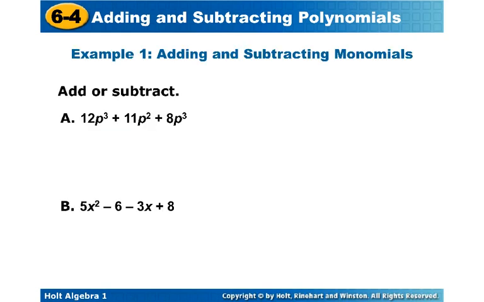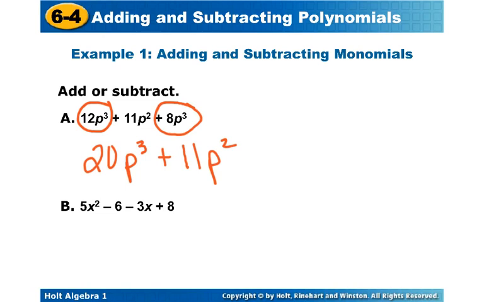So looking at the first set of examples, adding and subtracting monomials. If you notice, it's really easy with these first few because all you're going to do is combine like terms. So you have 12p cubed plus 8p cubed, and then you have this plus 11p squared. Well, first I have to combine these. So 12p cubed plus 8p cubed gives me 20p cubed plus, just bring down the 11p squared. And you just simply did that one.